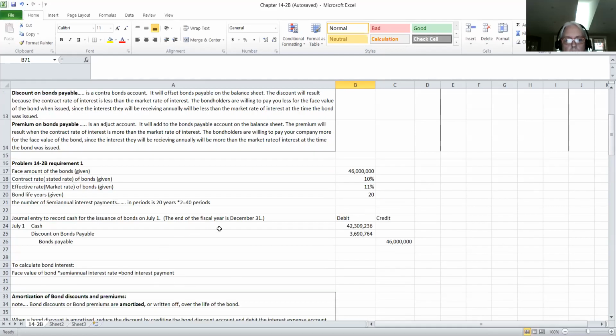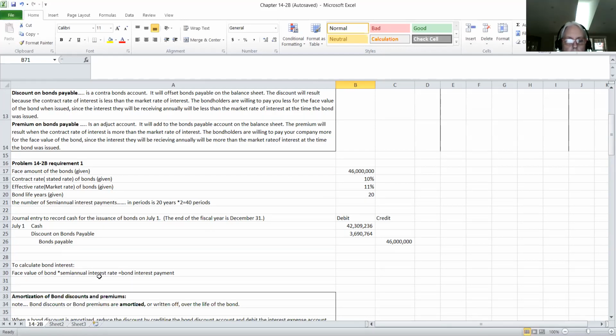At the end of the fiscal year, we're going to calculate our bond interest. Our bond interest is going to be paid every 6 months. Pay attention to what is stated in the problem, and they will always tell you that the bond interest is going to be paid semi-annually. So the bond interest rate, annual rate, is 10%. So half of that would be the semi-annual interest rate.